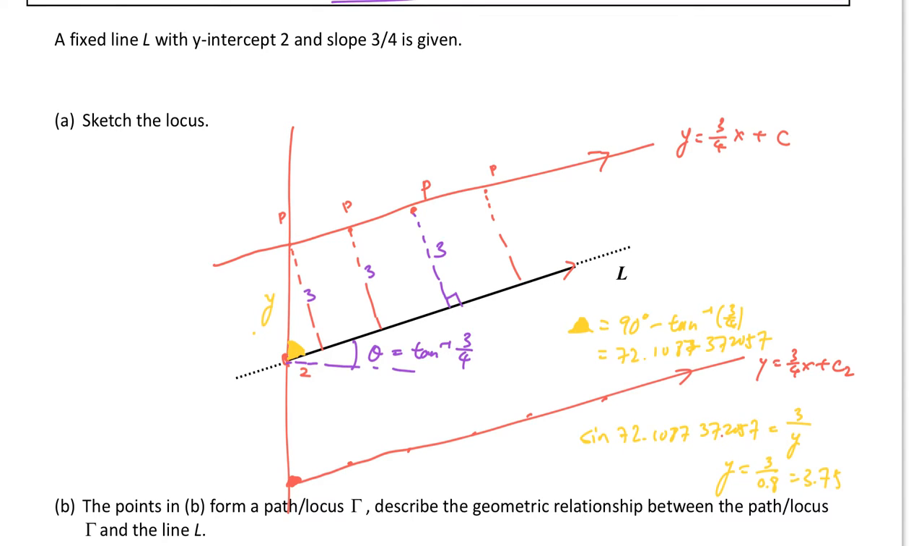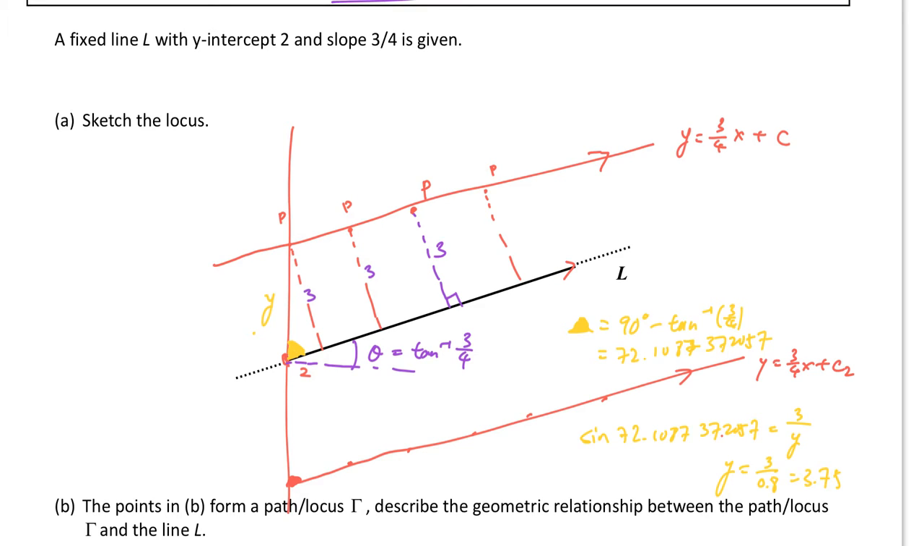So by using your calculator, you can find this yellow angle is equal to 90 degrees minus arctangent 3 over 4, which is equal to 72 point something. And then sine 72.1087... is equal to 3 over y. You can find the length of the y-intercept. So this is equal to 5.75, and this is equal to 91.75.